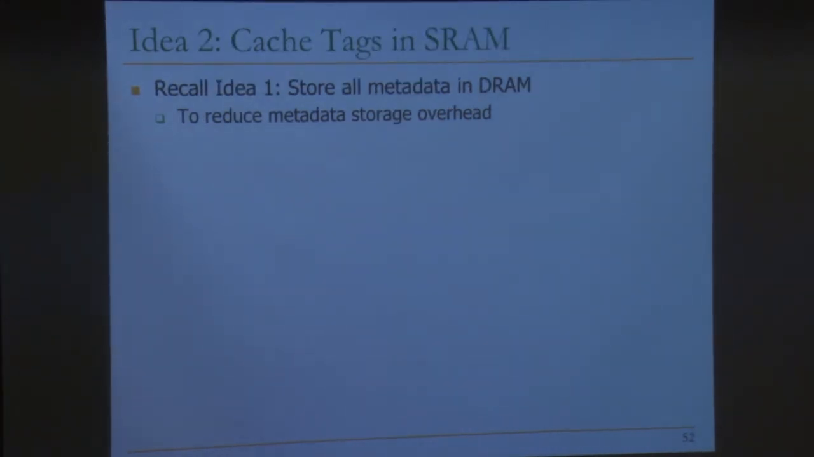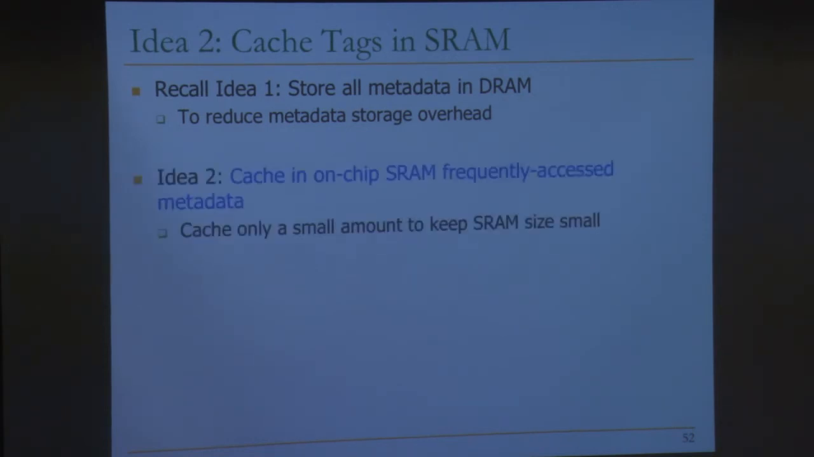Here's the second idea that sort of alleviates that problem, as you'll see. Right now, what we're doing is we're storing metadata in DRAM, and this is to reduce the metadata storage overhead of that large SRAM structure. But what if we use a little bit of SRAM? Not a last level cache size, but just a little bit. And here's how we're going to use it. We'll actually cache metadata on the memory controller. We won't cache data, but we will cache metadata.